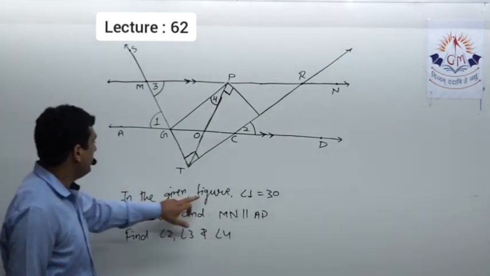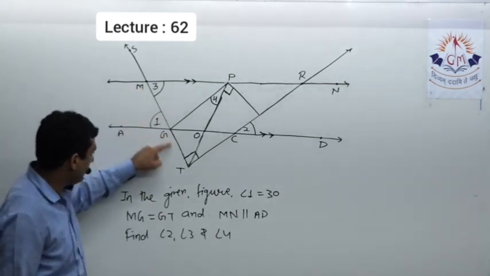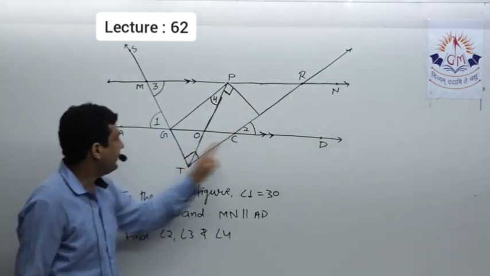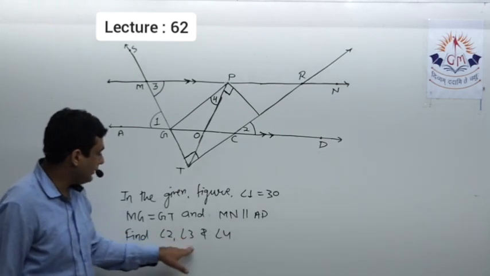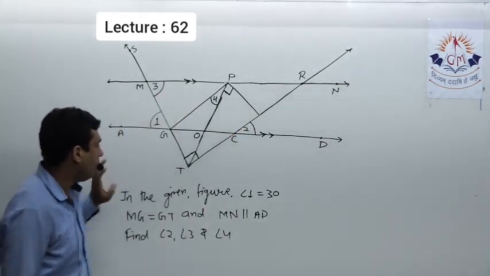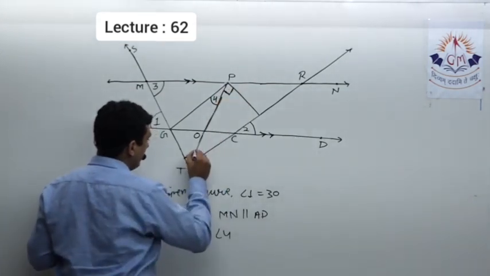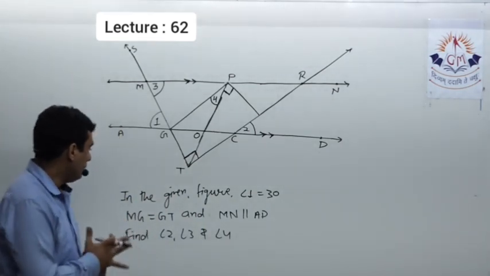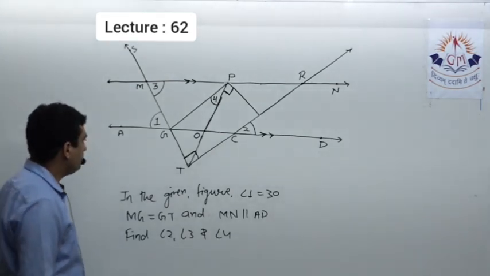Here it is given that angle 1 is equal to 30 degrees, MG is equal to GT, and also MN is parallel to this line AD. What we need to find are angle 2, angle 3 and angle 4. Here it is angle 2, here angle 3, angle 4. Also, with the help of the diagram we can say this angle is 90 degrees as well as this angle is 90 degrees. So let us see how to obtain the measure of angle 2, 3 and 4.